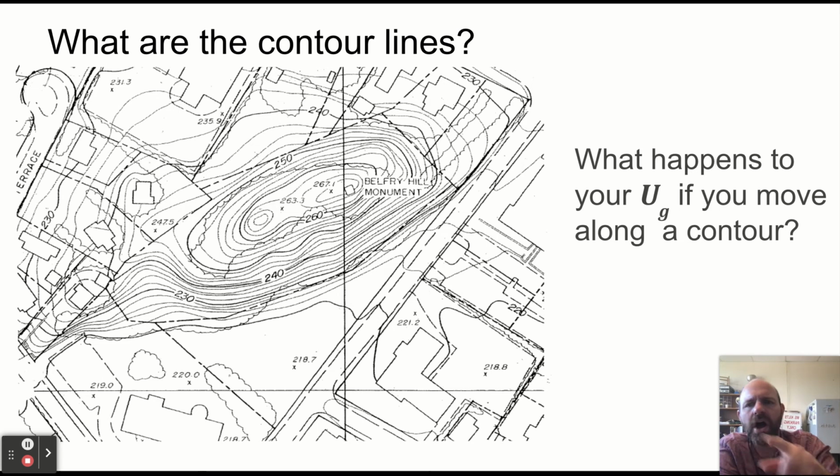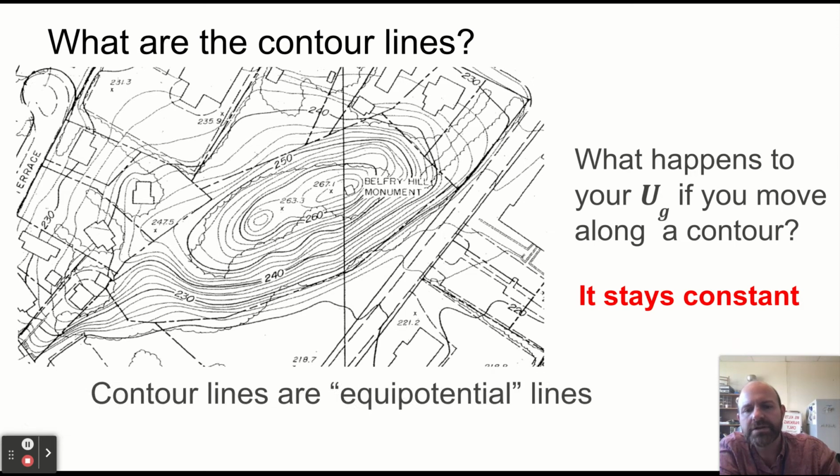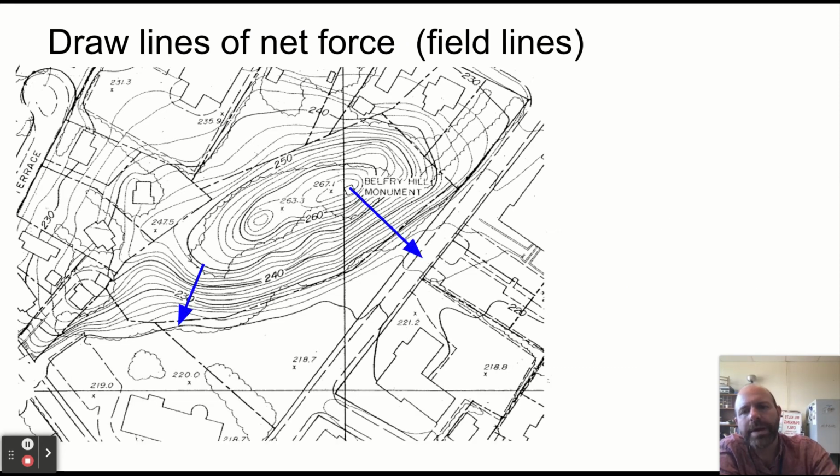So what about these contour lines? What do they tell us? Well, if you think about walking along one of those lines, what would happen? You would be at a constant gravitational potential energy or a constant gravitational potential because it's all at the same height above sea level. So these contour lines are what we call equipotential lines, or lines of equal potential. Your potential is the same everywhere on that line. So we can do another thing.